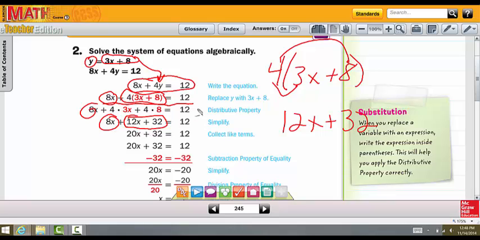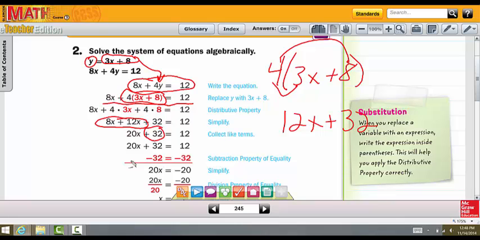I'm going to back up a little bit here and erase some so that we're a little clearer. So now we can take the 8x and the 12x, and because they're like terms, we can combine those two, and obviously 8x plus 12x is 20x, and we still had the plus 32 equals 12. So we can take a look at taking care of the addition of 32 next.